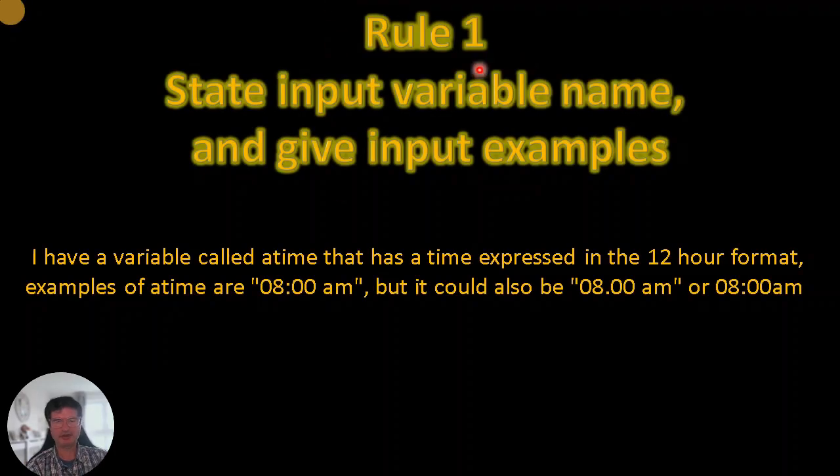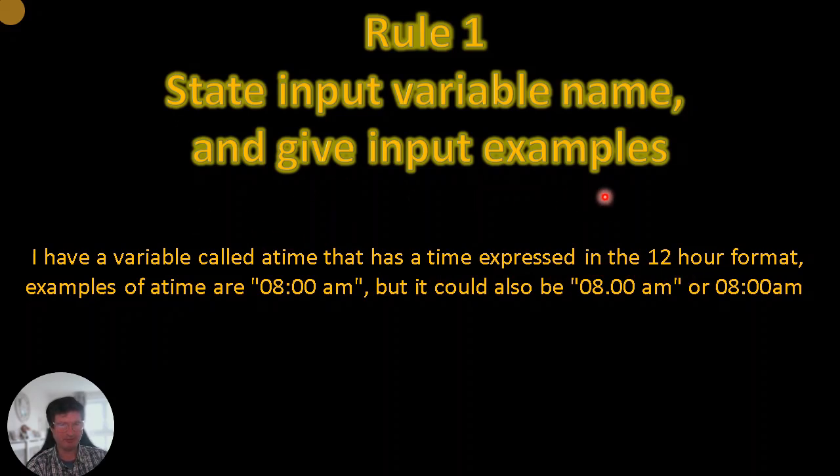So now to introduce you to my 5 golden rules that we're going to deal with. This is what we're going to do with ChatGPT. We're going to be very clear on what we want. So the first thing is we're going to state the input variable name, and we're going to give input examples so that ChatGPT can see what type of input we're going to give it.